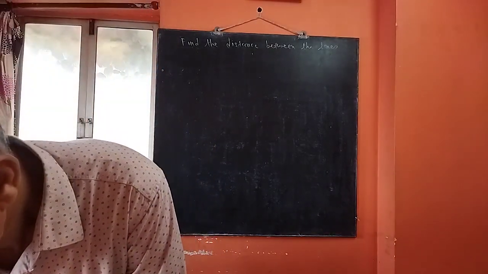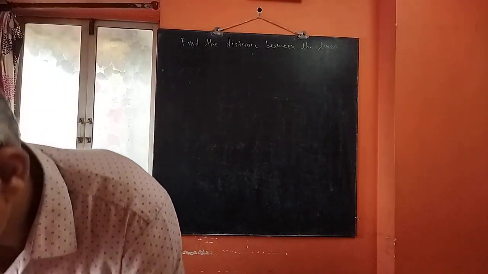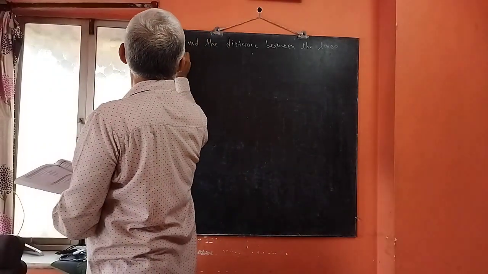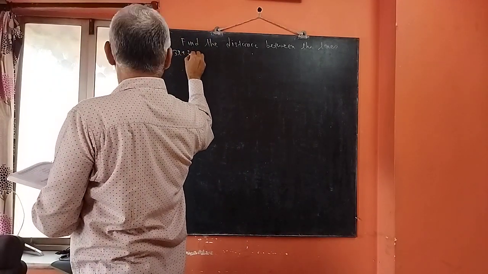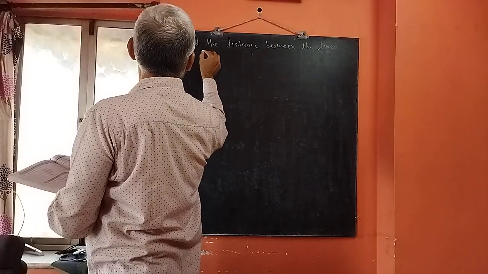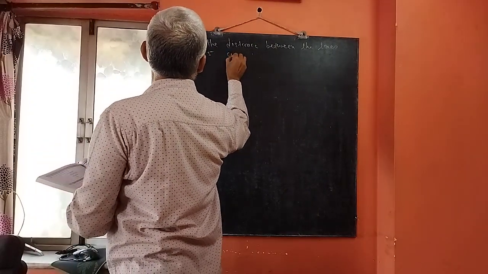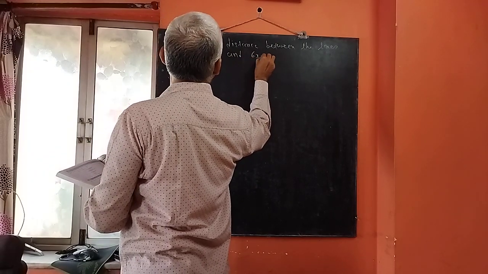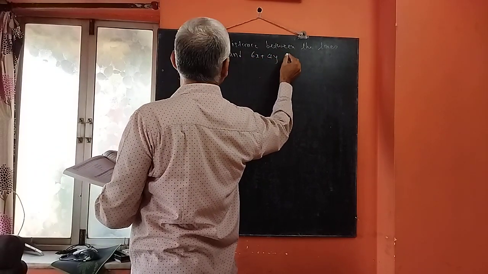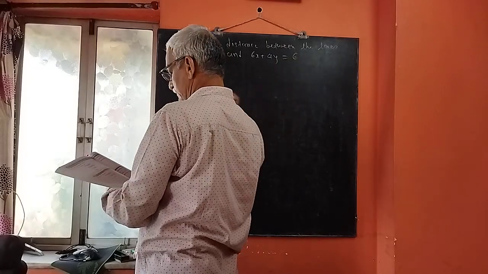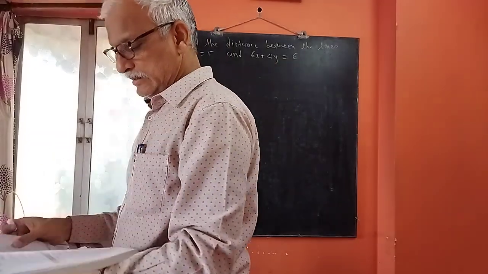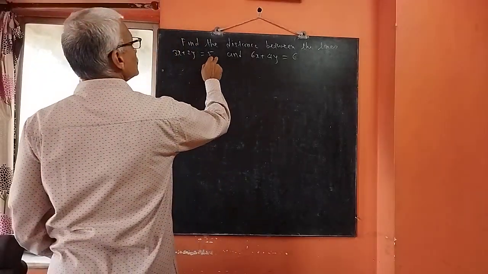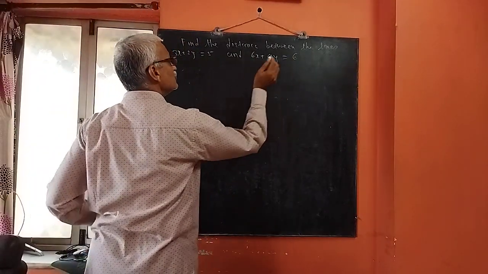Let's say we have to find the distance between the lines 3x plus 2y equals 5 and 6x plus 4y equals 6. So, 3x plus 2y equals 5 and 6x plus 4y equals 6.